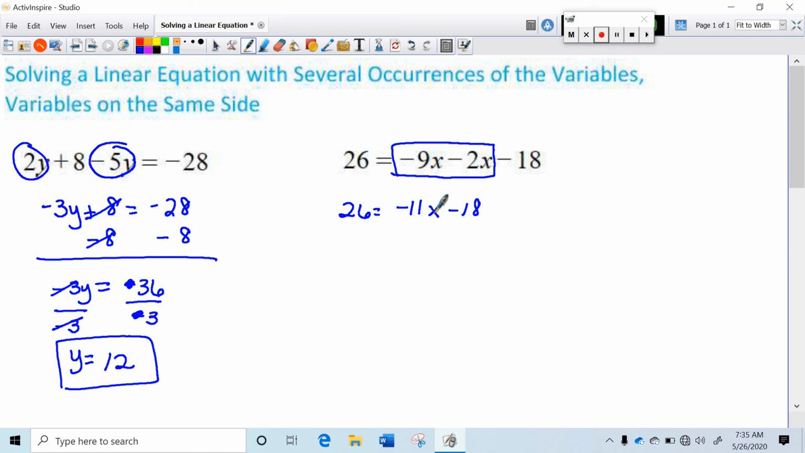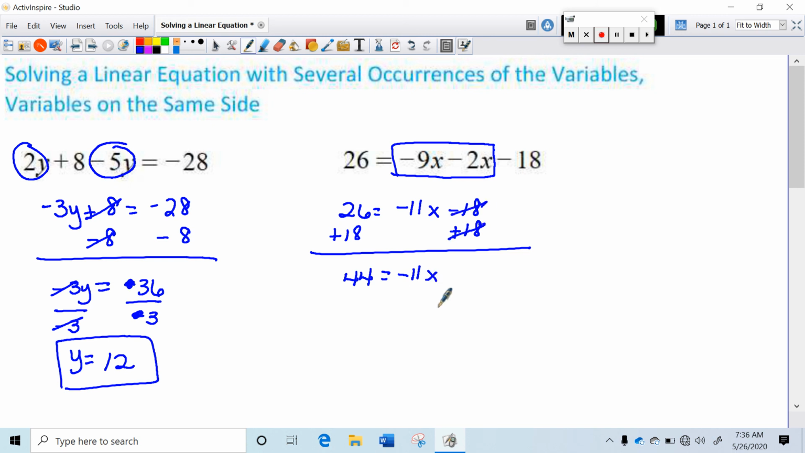So the first thing we have to do is we want the x by itself. So you take care of anything that's on the same side of the equal sign that's not stuck to that. So we've got to get rid of subtracting 18. The opposite of subtracting 18 is adding 18. So I'm going to add 18 to both sides. 26 plus 18 is 44. Equals, bring down the negative 11x, and the opposites cancel.